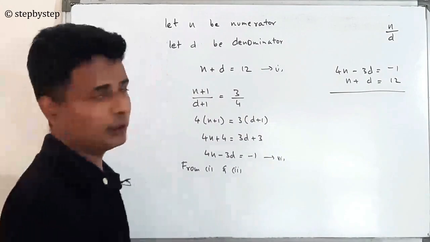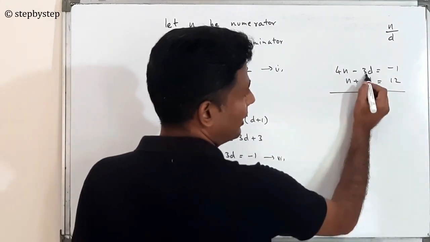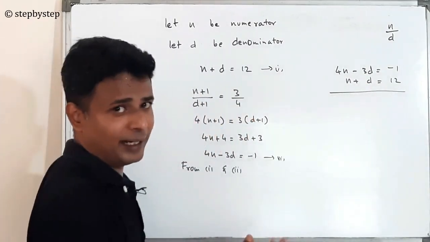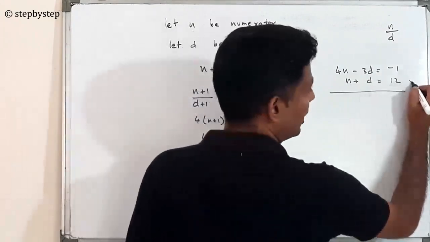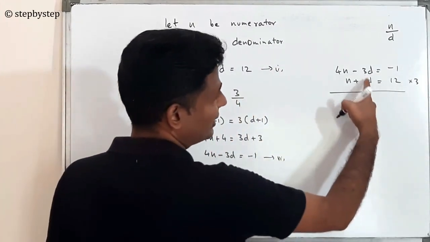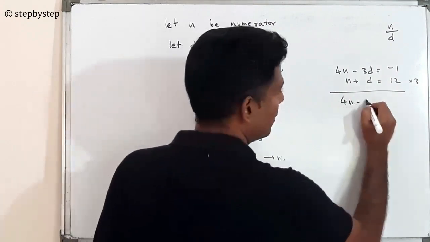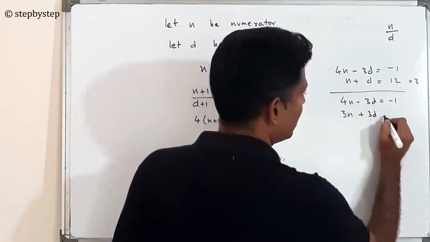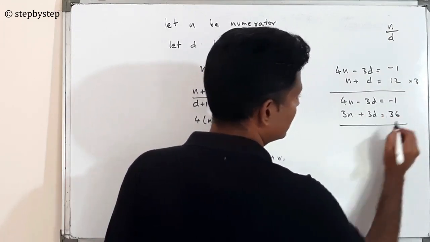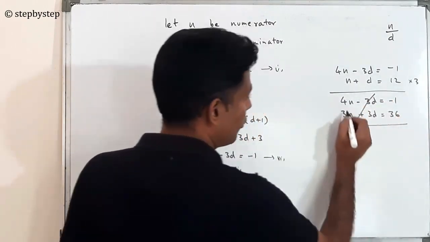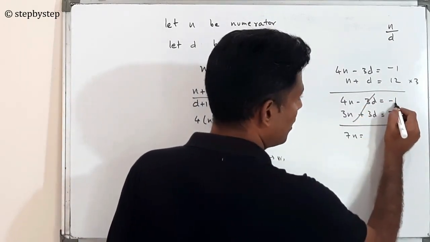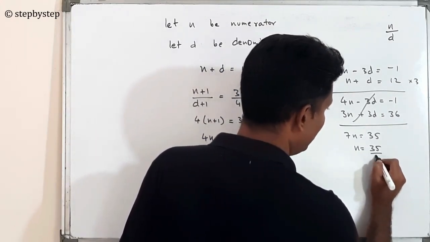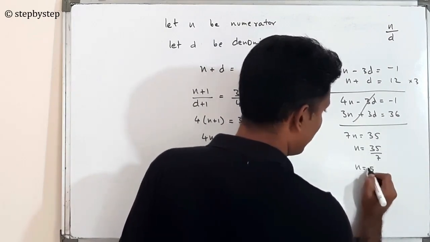Now I'll use the elimination method to solve this problem. Here there is minus and here plus, so I'll cancel the d terms. I have to multiply this whole equation by 3. So 4n minus 3d equal to minus 1. Here it will become 3n plus 3d equal to 36, 3 twelves are 36. So when I add these two, d cancels. 4 plus 3, 7n equal to minus 1 plus 36, 35. So n equal to 35 by 7. So n equal to 5.